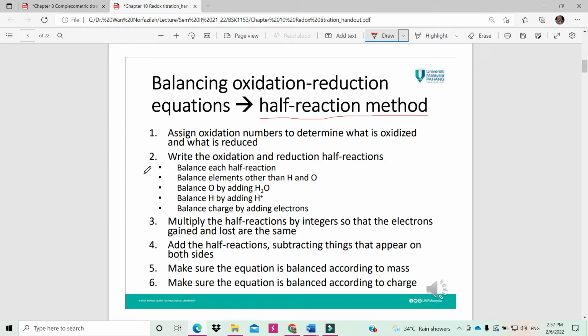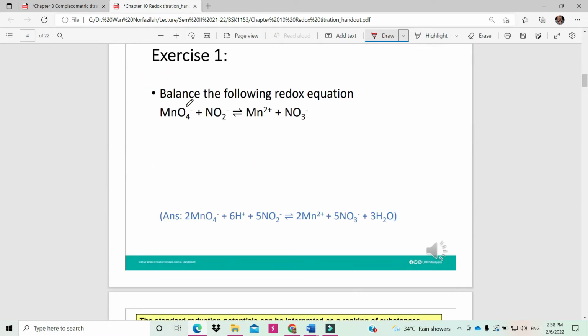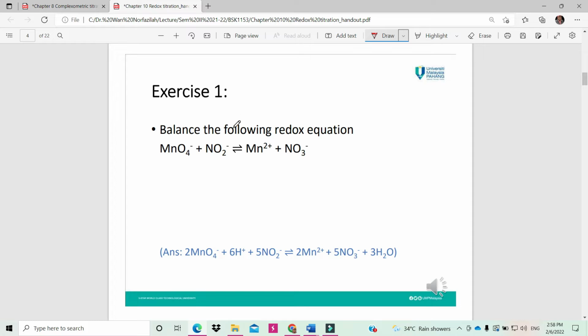Okay, so these are the things that you need to consider when you want to come up with the half reaction method. Yang ni you dah belajar dah sebenarnya dalam matrik, dekat STPM pun dah belajar. So you can go through again what you need to consider when using the half reaction method. Once you come up with the half reactions, you will get the balanced equation. So let's see one example. You are given an exercise, usually students need to do it on your own because we already give you the answer. But today I'm going to show you the first example on how to balance the redox equation.